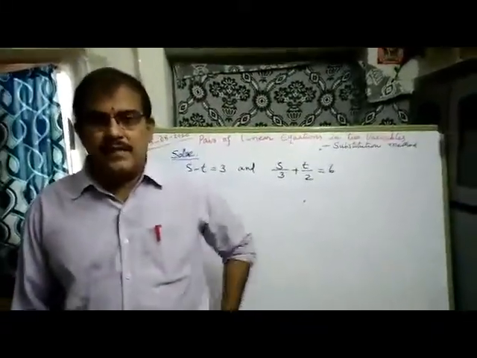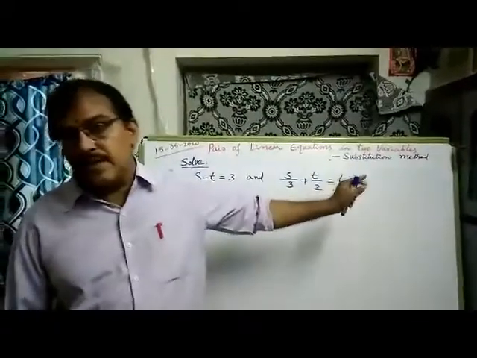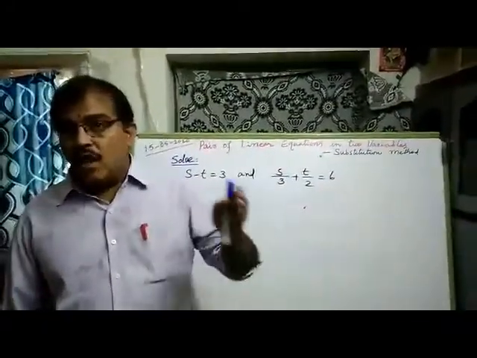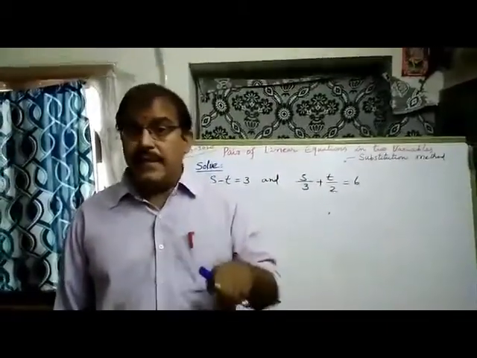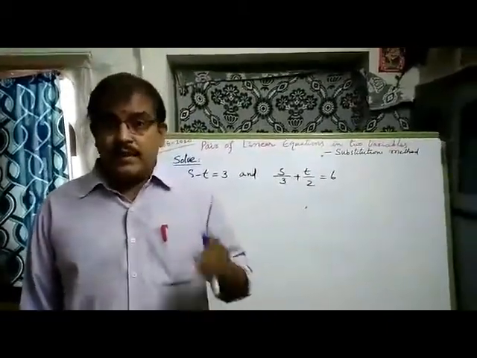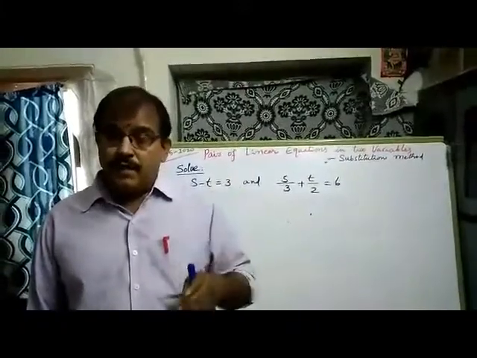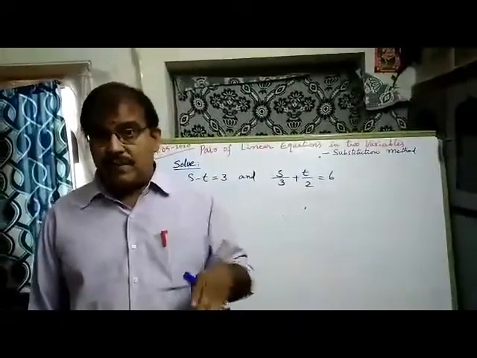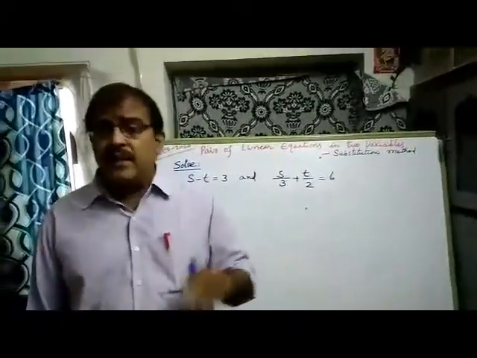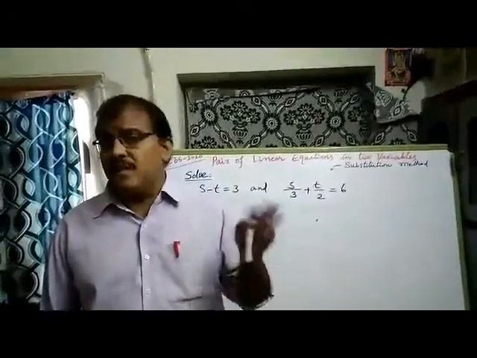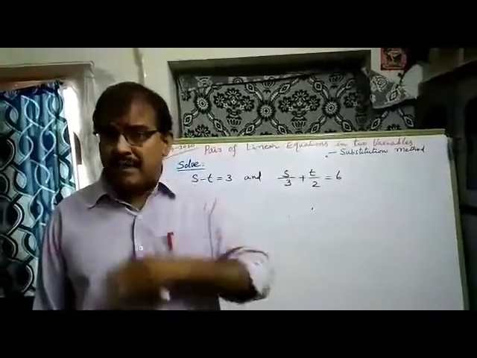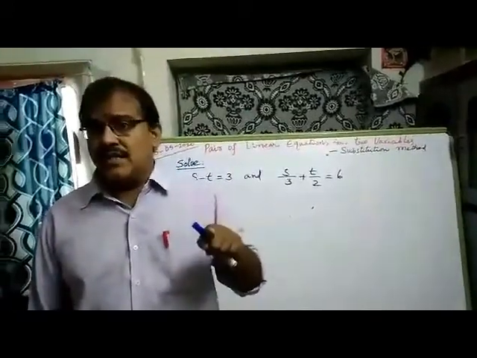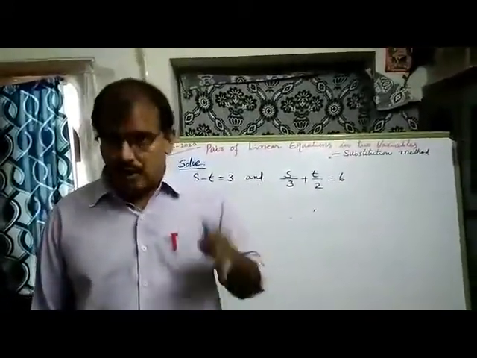In the previous class, we learned about pairs of linear equations in two variables and one of the algebraic methods, the substitution method. We have three methods: the substitution method, the elimination method, and the cross multiplication method. We already learned the substitution method, but I think that practice won't be sufficient. That's why I am explaining the substitution method once again, especially HOTS, higher order thinking skills questions also.